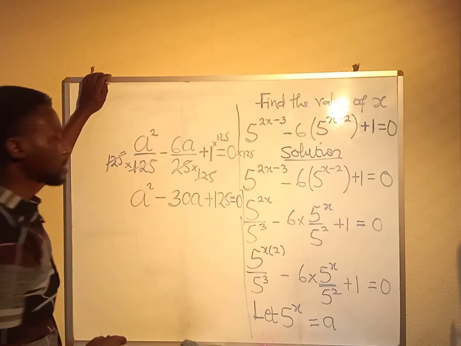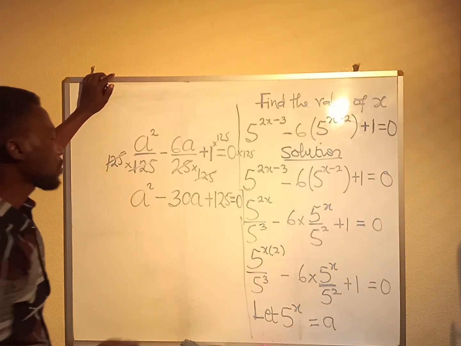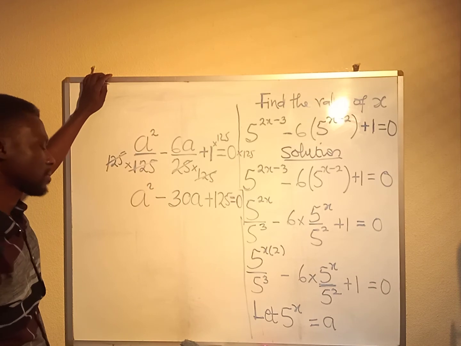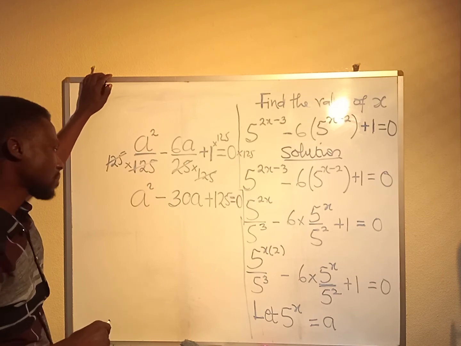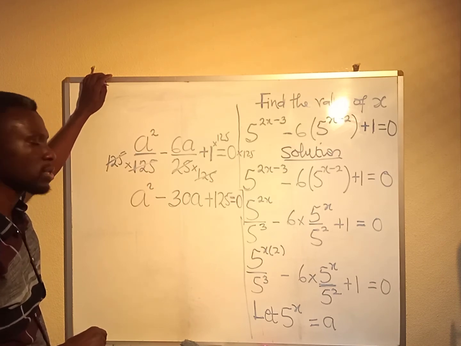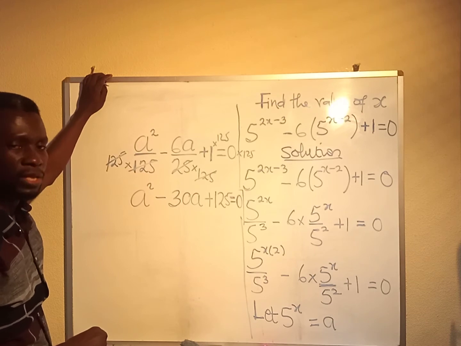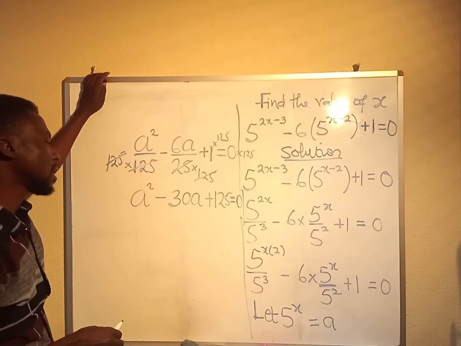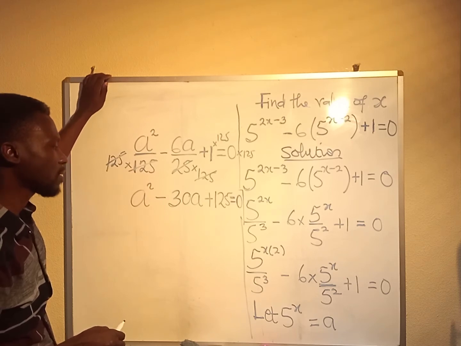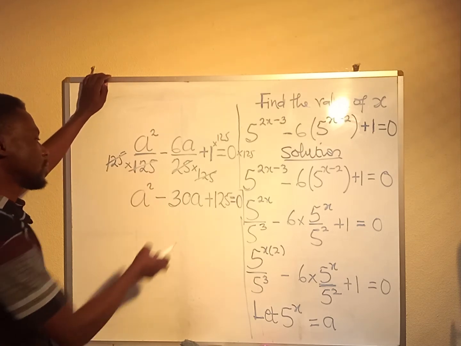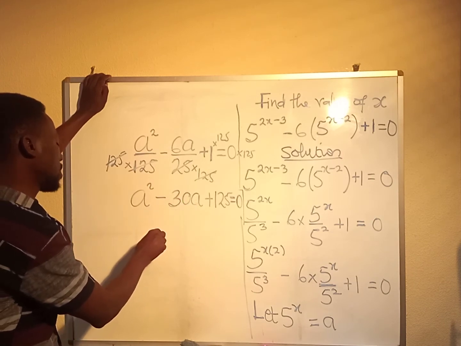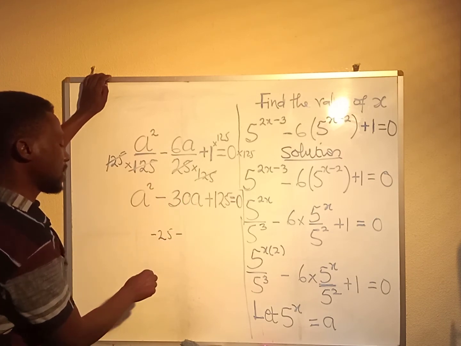All right. So this is a quadratic equation. Now we are looking for two factors to solve this question. Two numbers, when we add, we get negative 30. When we multiply them, we have 125. What are the two numbers? So what about negative 25 and negative 5?